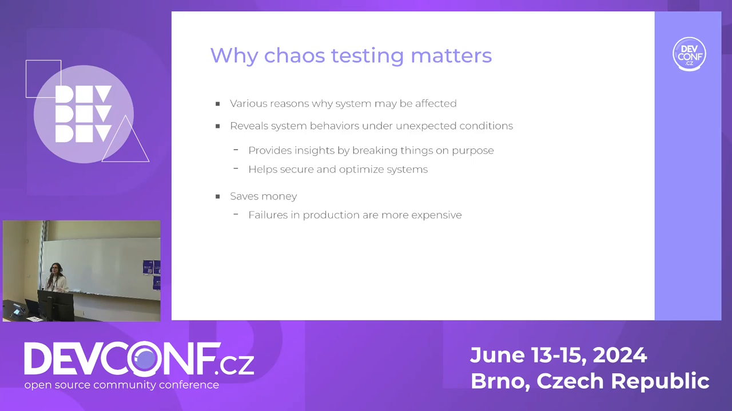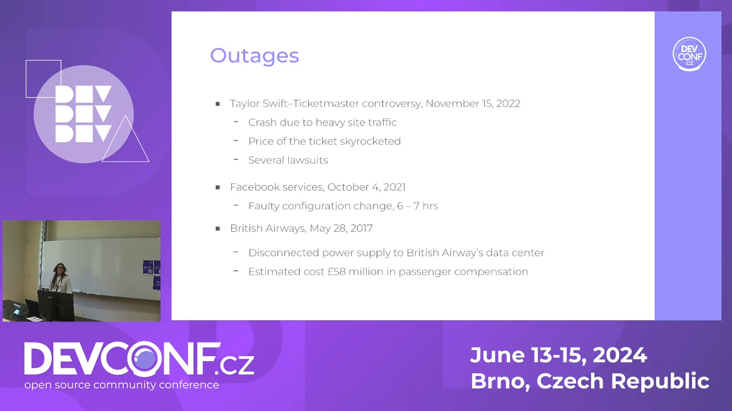And in the long run, you can save money because of it, because failures in production are more expensive, as we can see in the real world. For example, with the Taylor Swift and Ticketmaster controversy, Ticketmaster couldn't handle such massive demand and the site crashed. The price of tickets skyrocketed, and it led to several lawsuits. Or the Facebook services outage in 2021, which took about 7 hours because of a faulty configuration. Or British Airways in 2017, when a disconnected power supply to the data center led to many services not being available, which led to more than 1,000 flights being grounded, and an estimated cost of £58 million in passenger compensations.